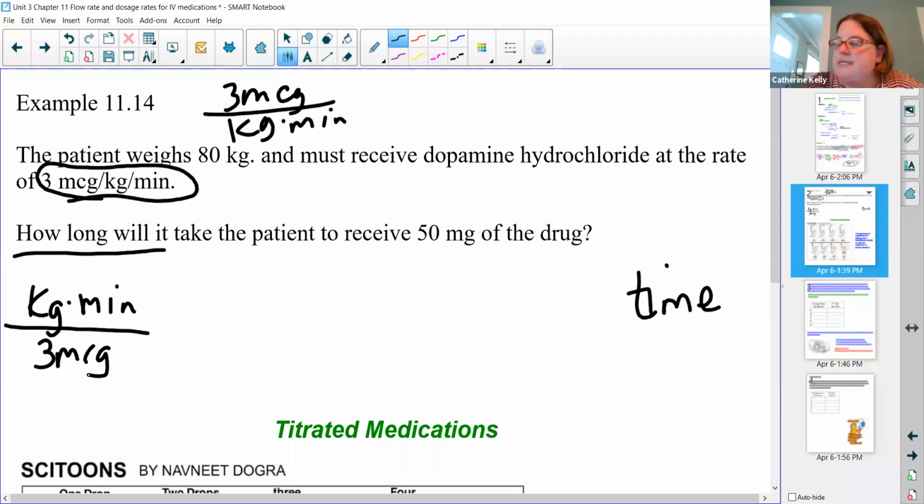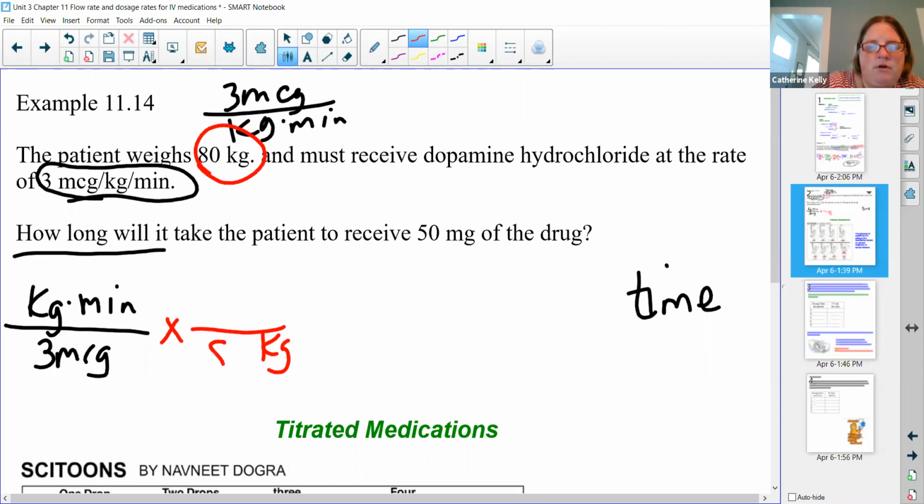And that will give me a time on top, but I have to get rid of the kilograms and I have to get rid of the micrograms. So you can get rid of it any way you want. I'm going to try and get rid of the kilograms first. And if I look, it says the patient is 80 kilograms. There's nothing to go on top. I'm just going to put a 1 there. So my kilograms can cancel. And I know there's nothing that goes on there because there's no linking word by near the 80.